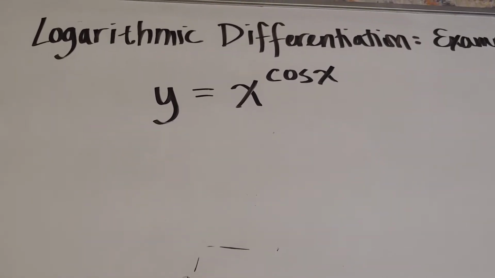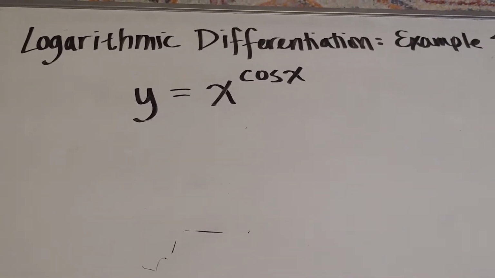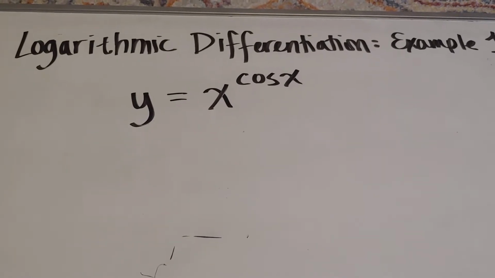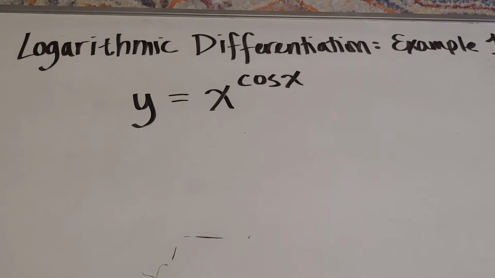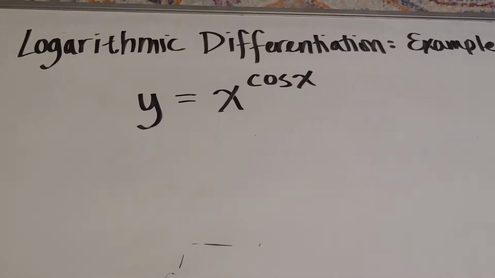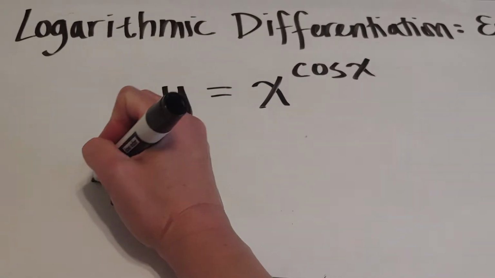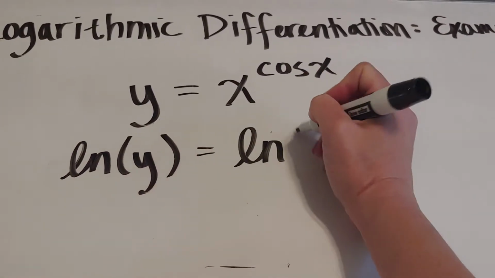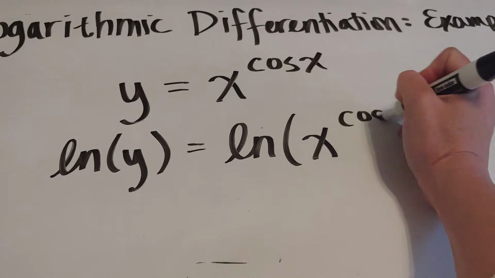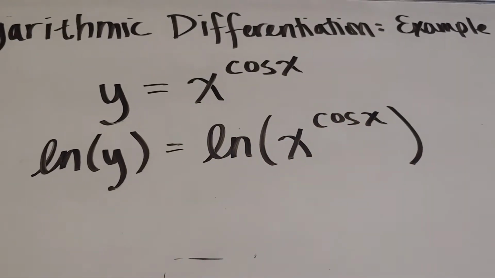Okay, so as you'll notice in my notes for the course, the very first step that we're going to do in this process is we're actually going to take the ln of both sides. So I don't see any logs in this problem, so I'm going to put one in by taking the natural log of y and the natural log of x to the cosine x.